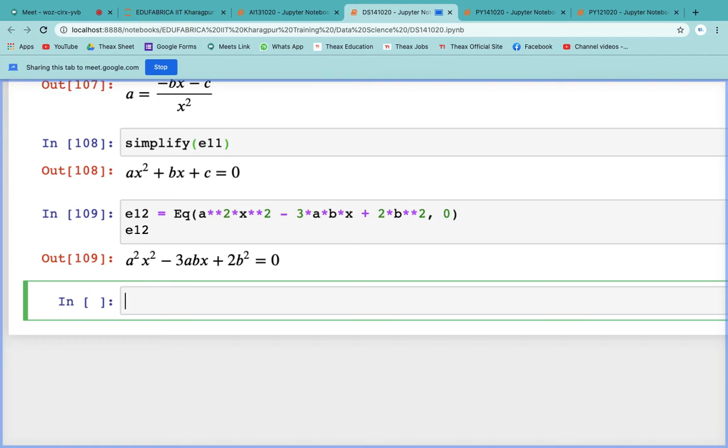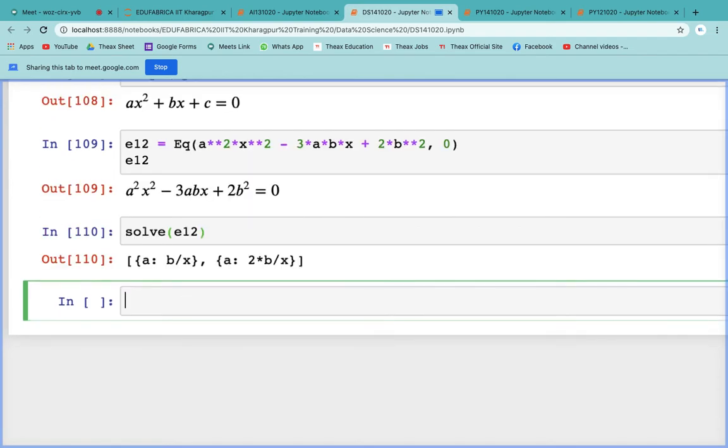Again, if you want to solve this, it is very easy, I think. Just have to write solve equation 12. Results are there. A is equal to b by x. A is equal to 2b by x. Answers are there. Okay. These are the things. Easily done. I think that is easily done. Next equation. Try to solve. So, is it easier compared with your pen and paper? Very easy. Very quick, only you have to remember the ways of writing, that's it.